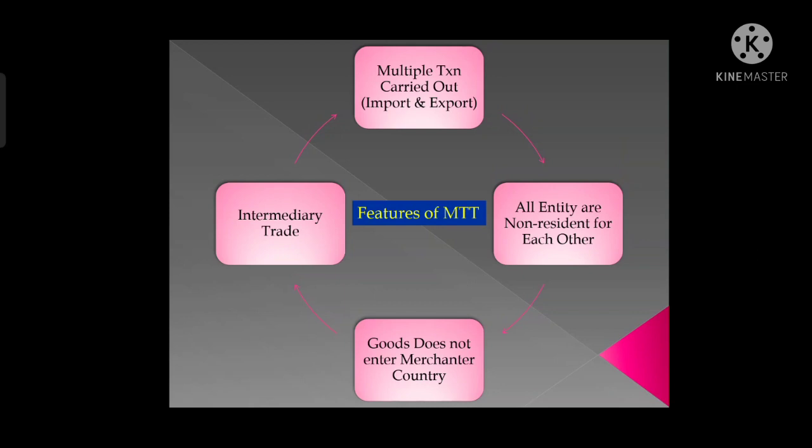And the last feature is multiple transactions. Under merchanting trade, there are multiple transactions which need to be executed. That is, the import leg needs to be made, and the export leg receipt also needs to be processed. So a merchanting trade transaction is basically a combination of an import transaction as well as an export transaction, right?